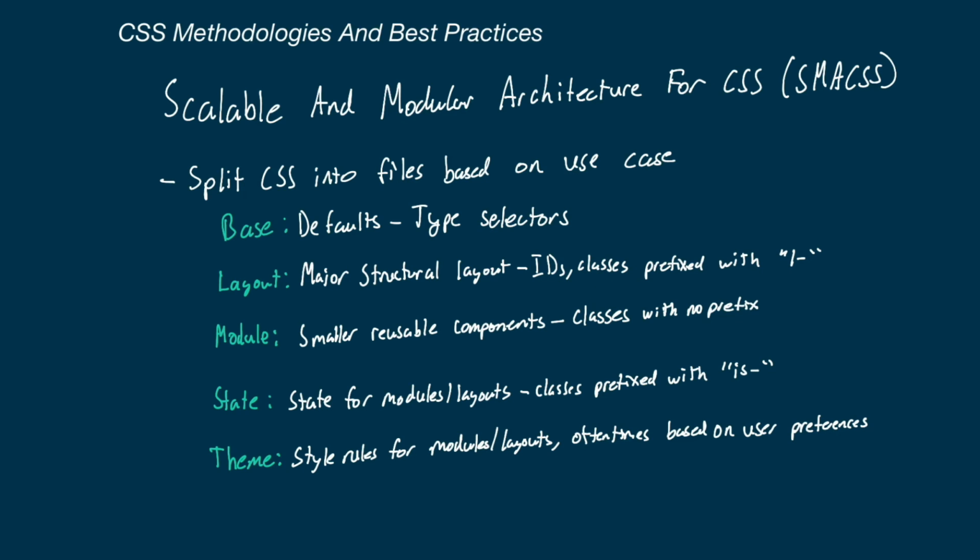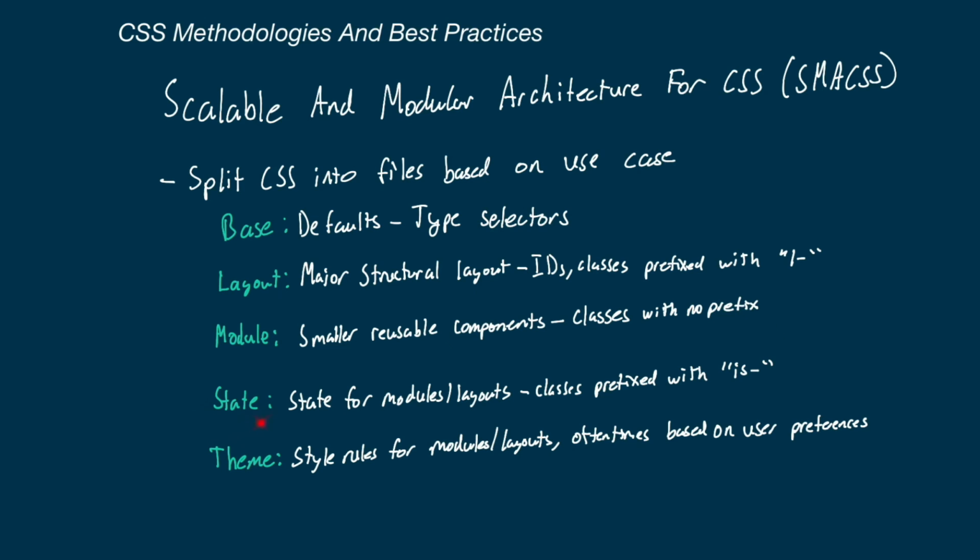The classes are usually prefixed with the letter L and then a dash before the name. So for example, we could have L-nav. Alternatively, some people prefer to use the word layout before the dash, so we could have layout-nav as well, and there are just 2 ways to do the same thing depending on how verbose you want to be with your naming. Next, we have the module file, which contains smaller reusable components. These are generally all class selectors, with the name of the component it is selecting, and no prefixes.